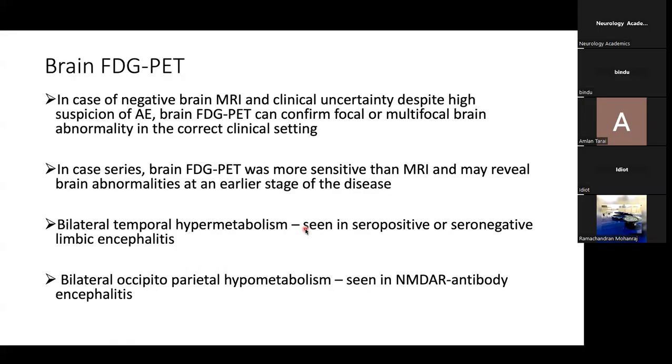Now come to the brain FDG PET. In case of a negative brain MRI and clinical uncertainty despite high suspicion of autoimmune encephalitis, brain FDG PET can confirm focal or multifocal brain abnormality in the correct clinical setting. In some case series, brain FDG PET was more sensitive than MRI and may reveal brain abnormality at an early stage of the disease. Brain FDG PET showing bilateral temporal hypermetabolism is seen in seropositive or seronegative limbic encephalitis, while bilateral occipital or parietal hypometabolism is actually seen in NMDA receptor encephalitis.